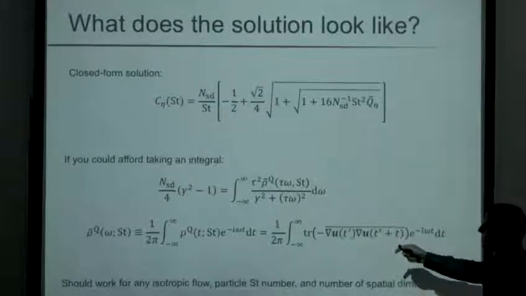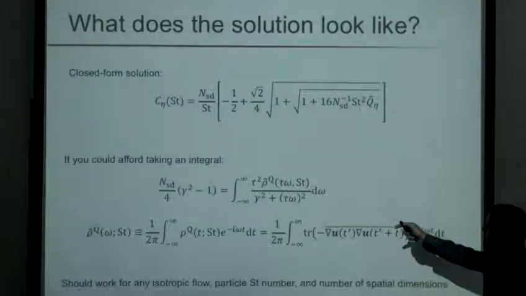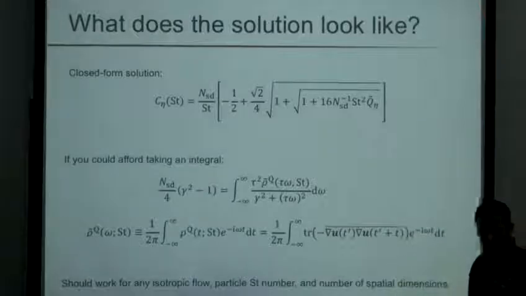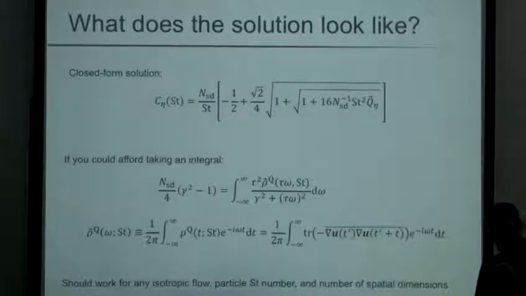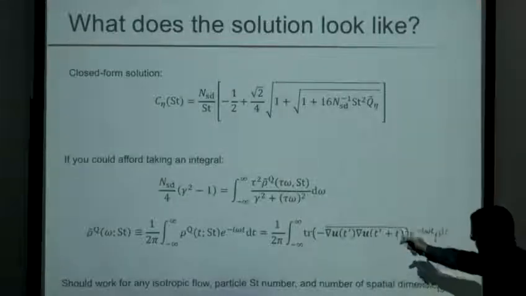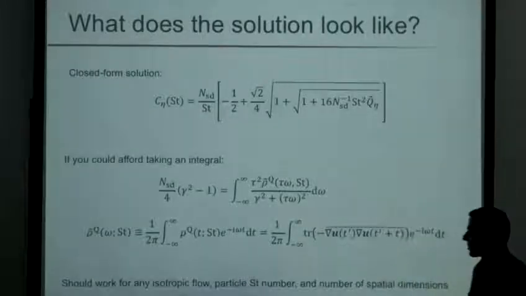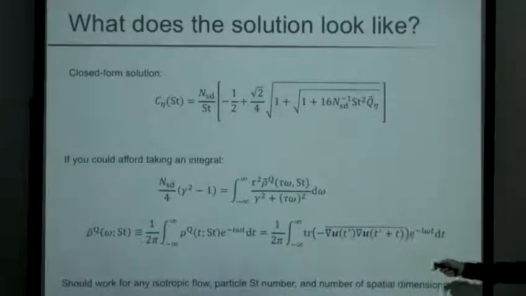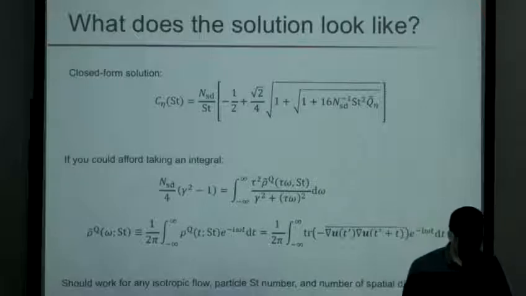Here I'm denoting it by C eta, which is basically the summation of those exponents, the Lyapunov exponents, in terms of the number of spatial dimensions, a Stokes number, and interestingly, the Q criterion. So that's the only parameter that would link particle clustering to how the flow is behaving. This is the case if you just want to use a pen and paper to describe the behavior of the system. But if you can afford taking an integral, there's going to be another form of this solution that is a little bit more complex.